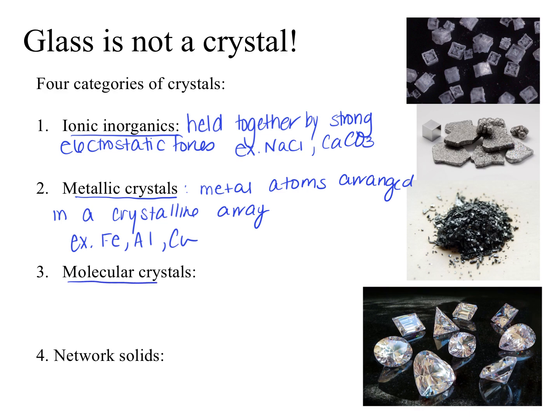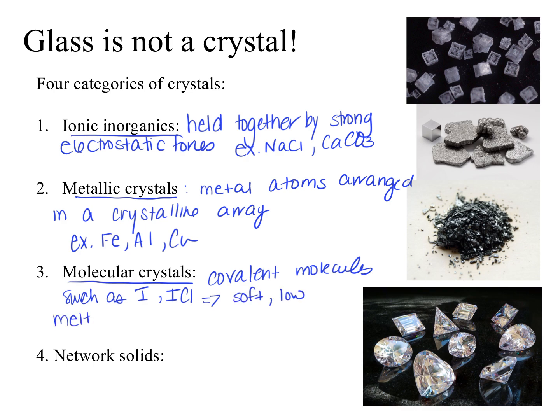Then the third category are molecular crystals. These are covalent molecules, such as iodine or iodine chloride. They are characterized by being really soft. They have really low melting points, and are insoluble in water. So, for example, this is a molecular crystal there.